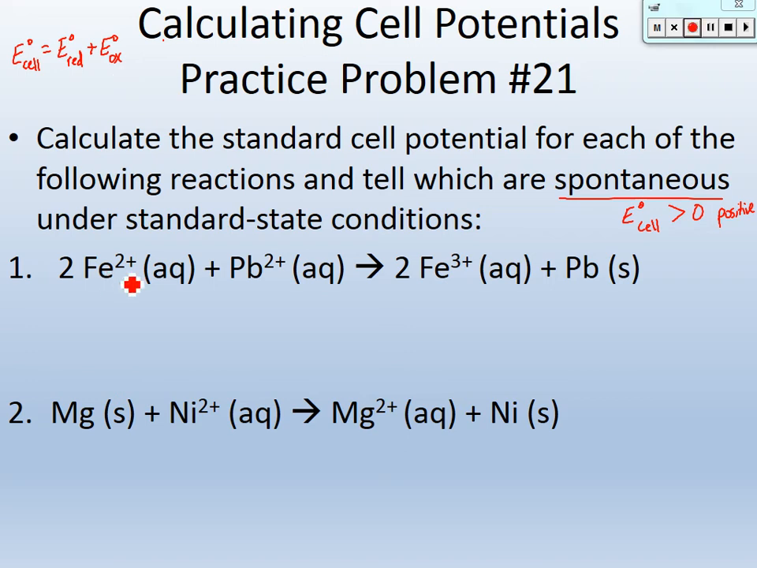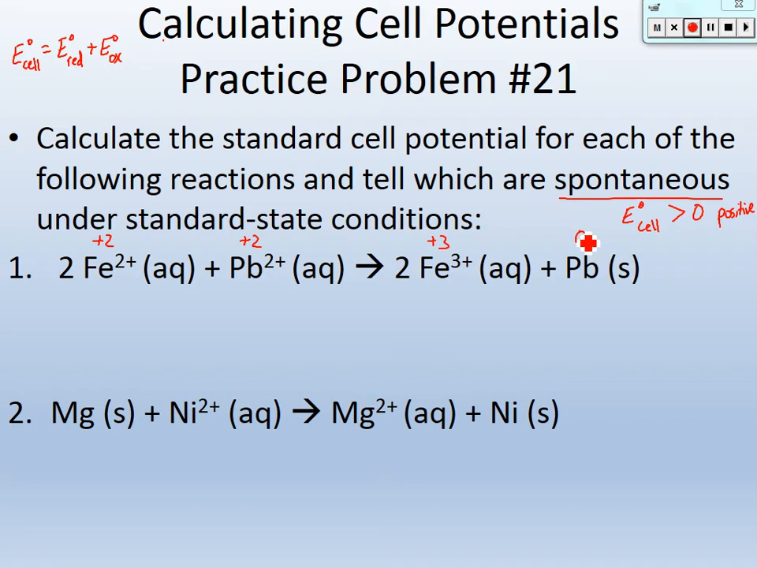So let's assign oxidation numbers to this. Iron plus 2 is plus 2. Lead with a plus 2 charge is also a plus 2 oxidation number. Iron plus 3 is plus 3. And lead, as a free element, has no charge, so it's 0.